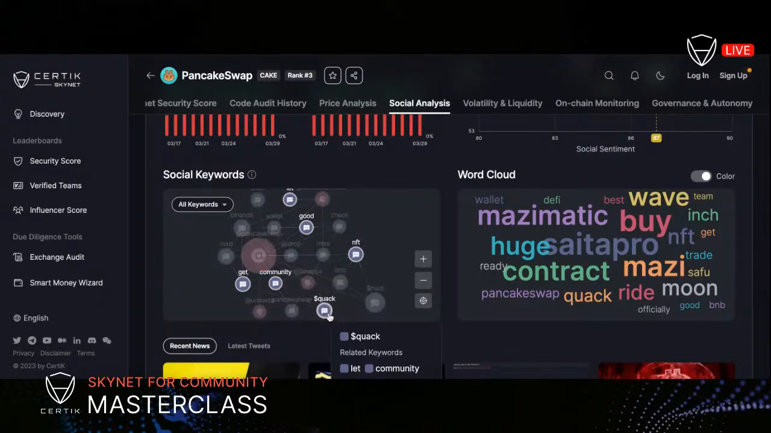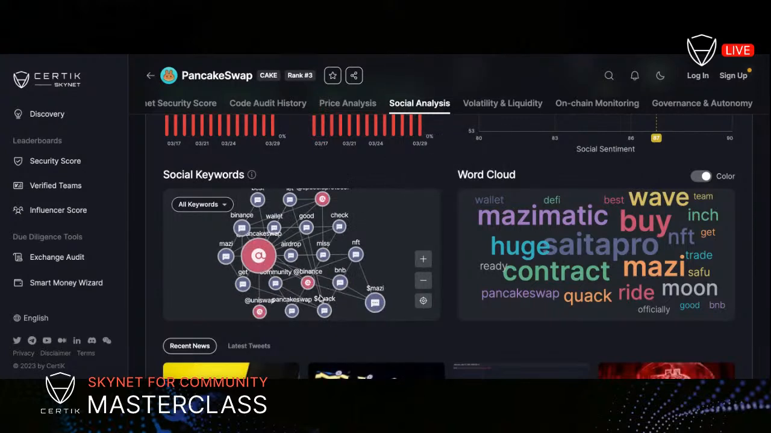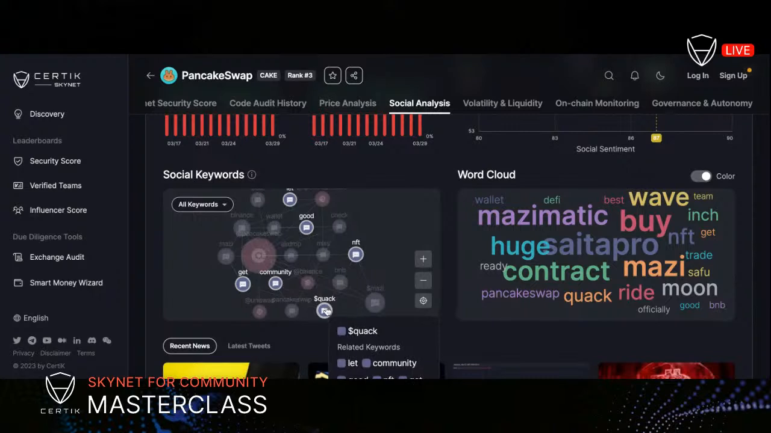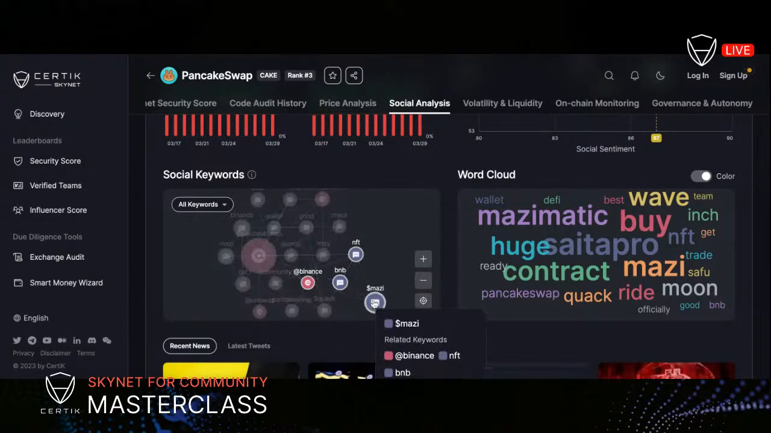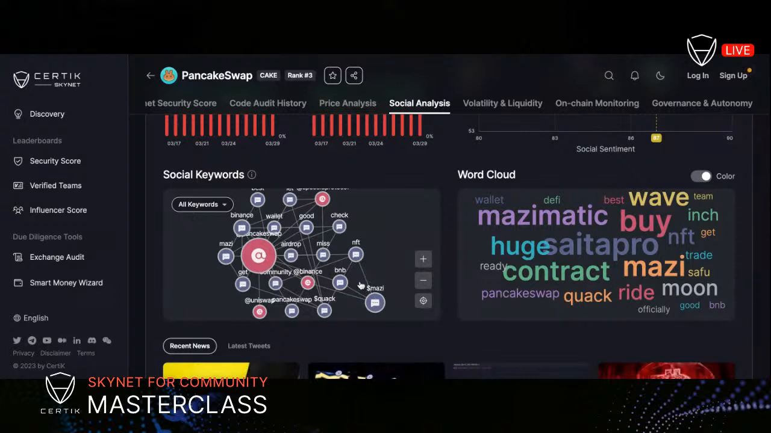Sometimes you'll be able to see projects related to another project. So for example, here with PancakeSwap, we have this Quack that's also being mentioned with it, right? And then we have another project with a cash tag Mazi. So that gives users some insight into, if I'm a fan of PancakeSwap, maybe I should check out these other protocols that are being somewhat discussed in tandem with it. And you can see some community members have some interest in those as well.